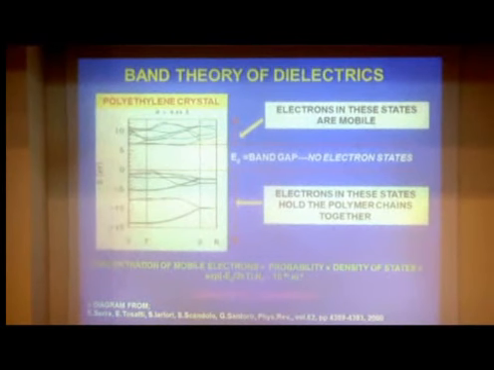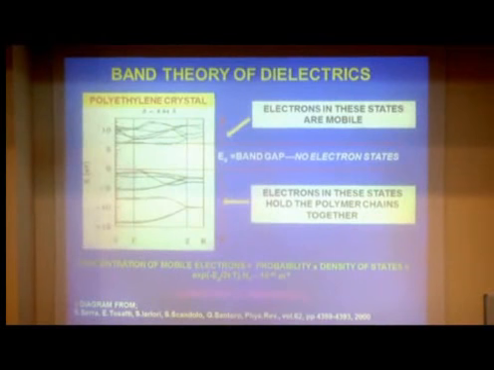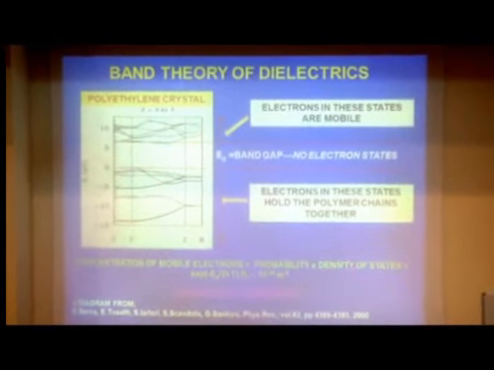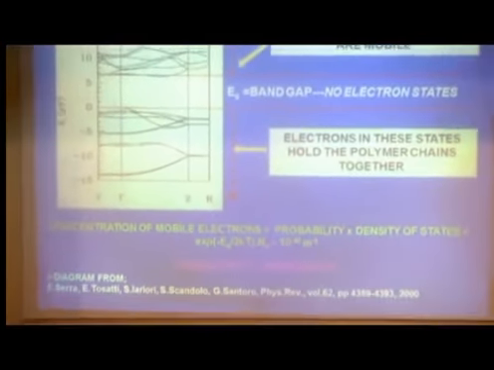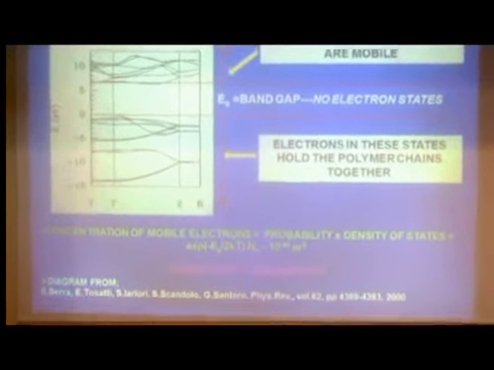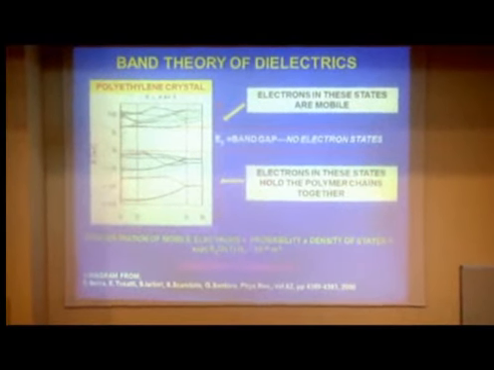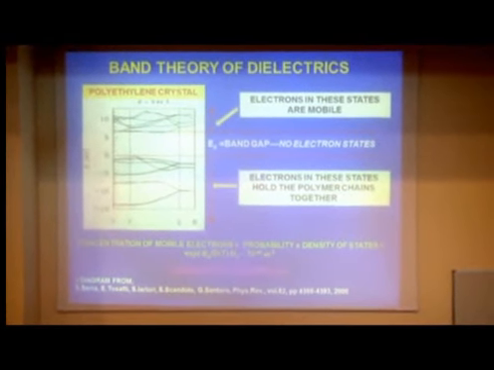Now we can do a simple calculation. The probability of finding an electron in a given state is determined by the Fermi function. And if we multiply by the density of states, that's the number of states per cubic meter, we will get the number of electrons that exist in those states per cubic meter as a consequence of the thermal promotion of the electron from the valence state.